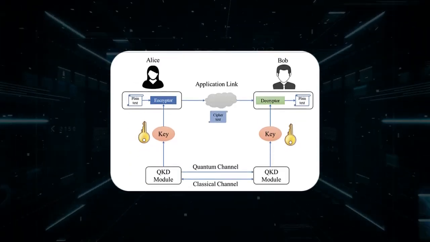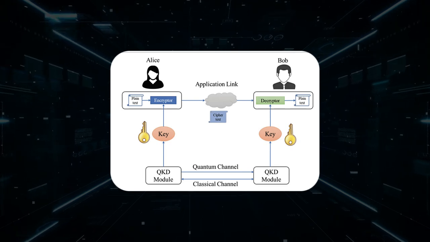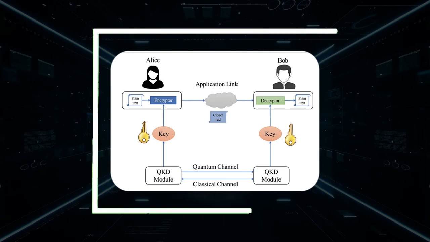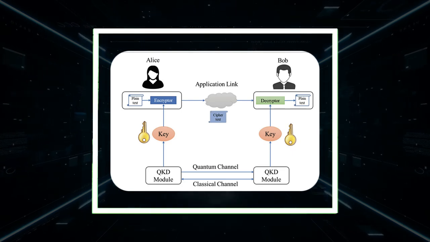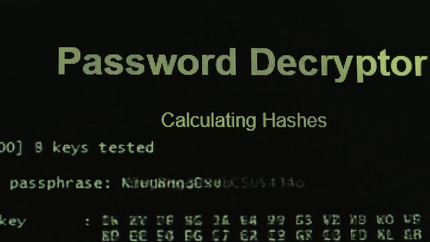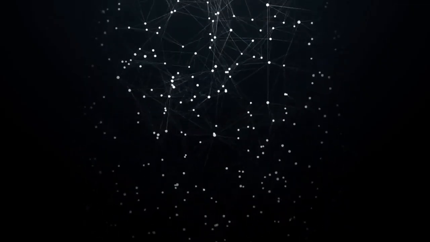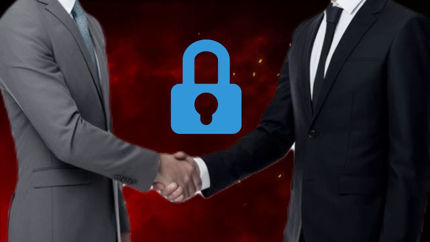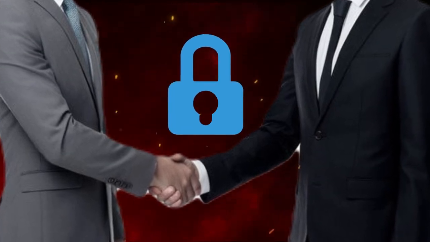Quantum key distribution, or QKD, leverages quantum mechanics principles to create secure communication channels, allowing two parties to generate a shared and secret random key for encryption. QKD is theoretically immune to quantum attacks, though practical implementation still faces challenges. Imagine having a conversation that no one else can eavesdrop on, no matter what technology they have.